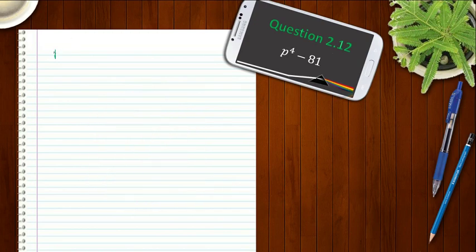Question 2.12, p to the power of 4 minus 81. Okay, so difference of squares, and in our 2 brackets we have a plus and a minus, and we have p squared plus the square root of 81, which is 9, and p squared minus 9. Then we can do nothing with p squared plus 9, but this p squared minus 9 we can again factorize, and that then becomes the square root of p squared is p over here and here, and the square root of 9 is 3, and then we are finished with that one.